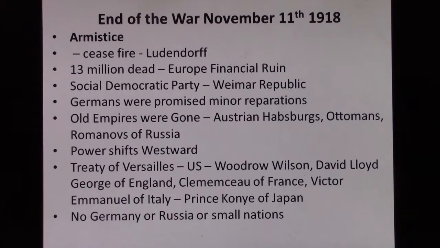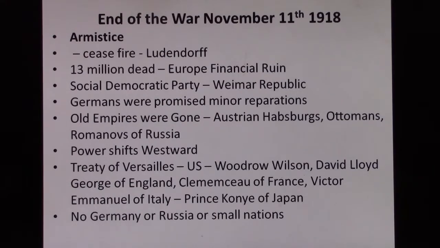Ludendorff wants to protect the German citizens by seeking a peace. There's 13 million dead. Europe is financially ruined. And so the Germans are promised minor reparations if they create a new democratic government. The German government asked for peace on what was known as President Wilson's 14 points. 14 points of peace. What was a utopian view of the world where everyone's going to be independent, every nationality will be represented, free trade, free shipping, disputes will be used to solve problems, not military warfare, and we're going to create this new thing known as the League of Nations.